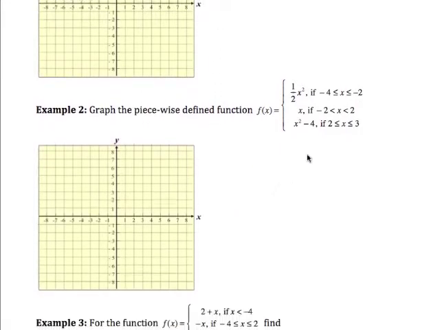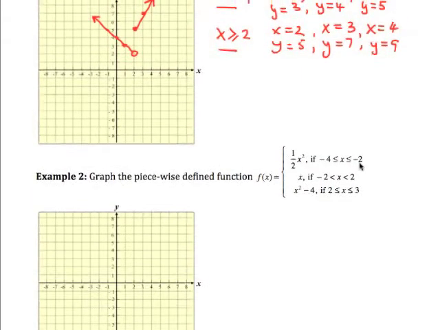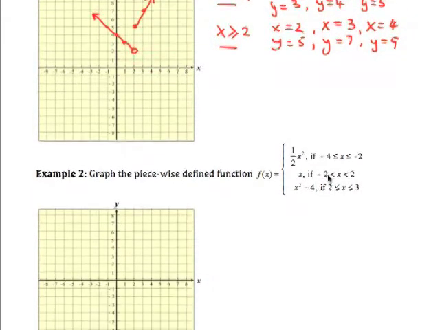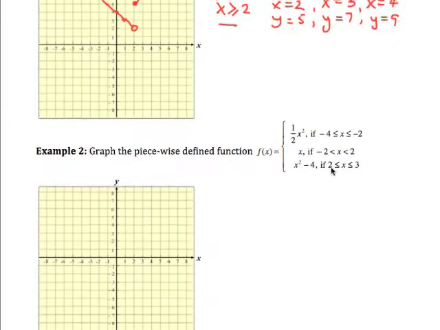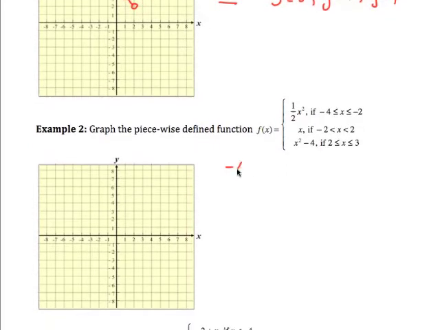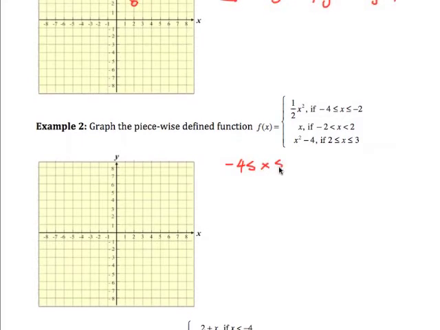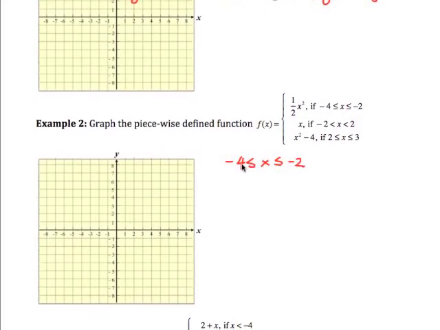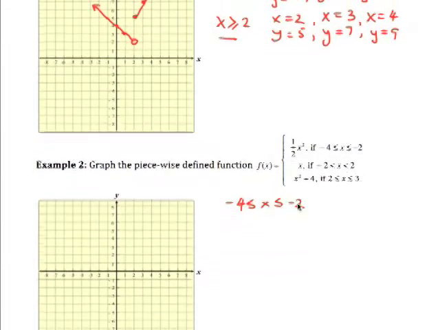Right, let's look at a more difficult one. This one has 3 definitions. It changes at negative 2, and also changes again when x is 2. So let's have a look now when x is between negative 4 and negative 2. Notice we're allowed negative 4 and negative 2, and you can see that this is a squaring function.